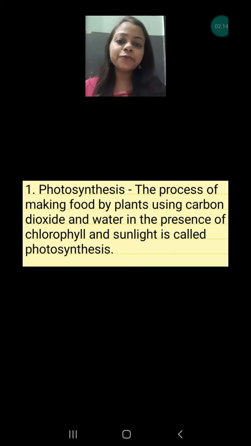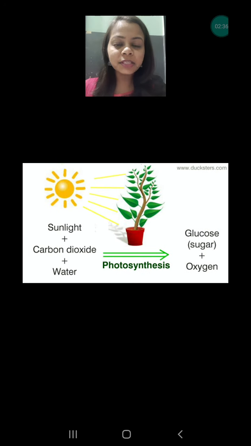So first is photosynthesis. This word means making the food by the plant. Photo means light and synthesis means putting together. That means when the plant puts all the ingredients together, it is able to make the food, and that is known as photosynthesis. So photosynthesis is the process in which they use 4 ingredients.